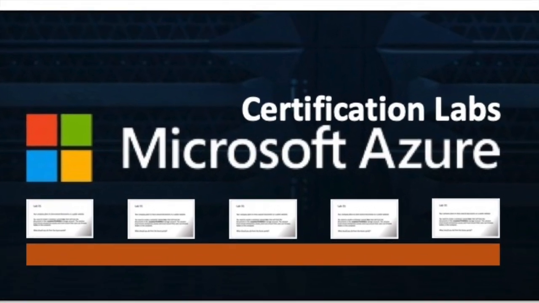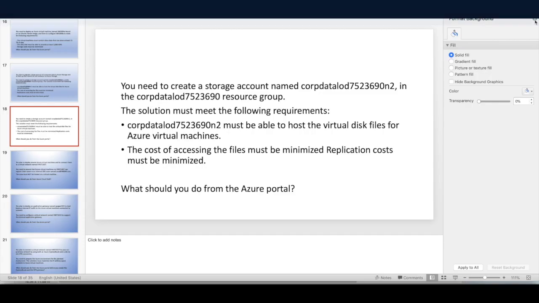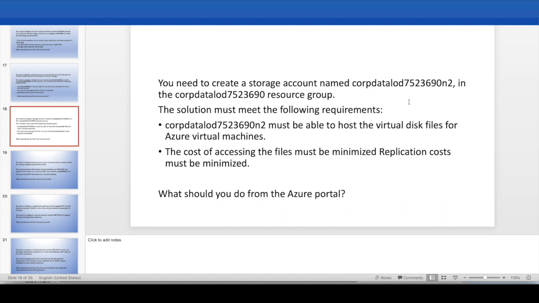Hello. So in this edition of the videos, we'll again see the 5 lab questions for the certification. So let's see what is the first question? You need to create a storage account named this in the COP data with this ID resource group. The solution must meet the following requirements.